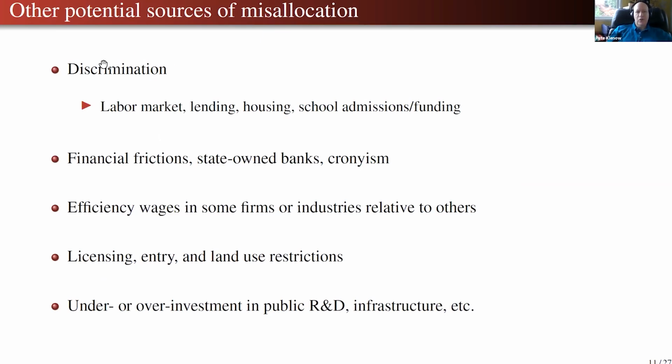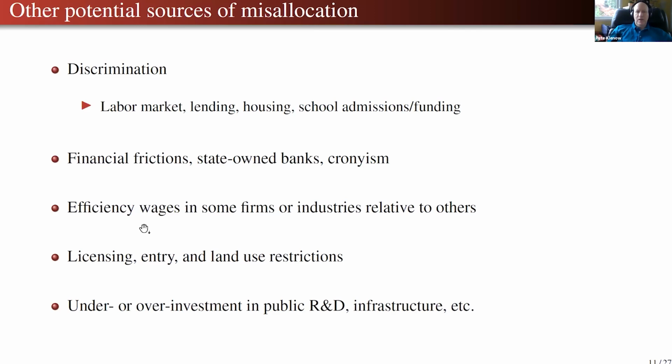Discrimination is a potential source of misallocation. You can picture it in the labor market, but also in many other markets. Already touched on financial frictions. You can picture state-owned banks giving preferential loans to state-owned firms or maybe politically connected firms. People have documented that in various places. This is an example of a market failure.